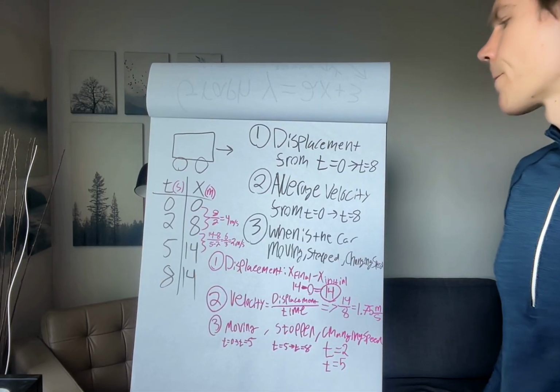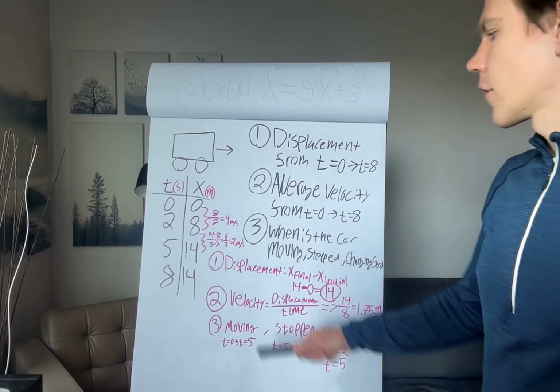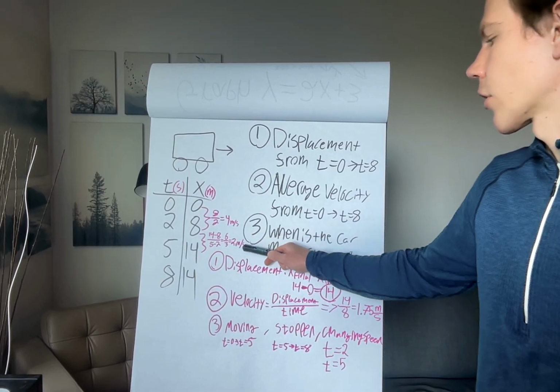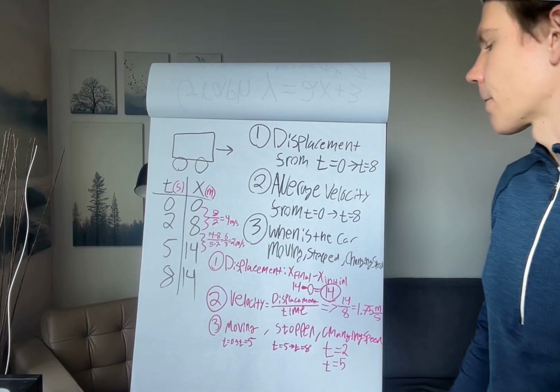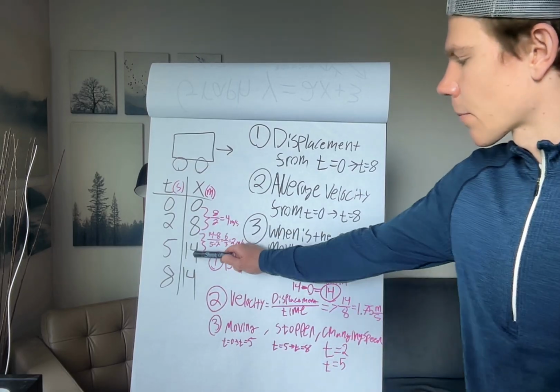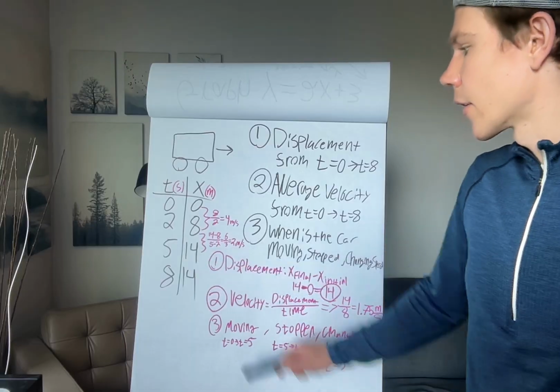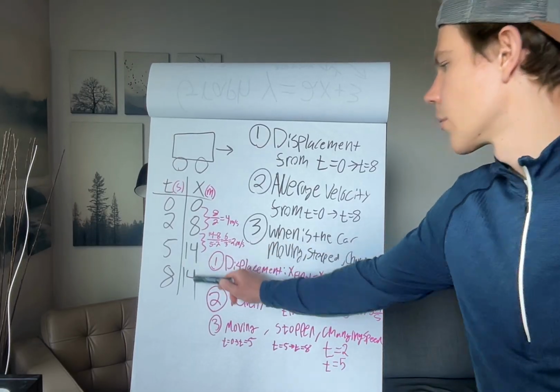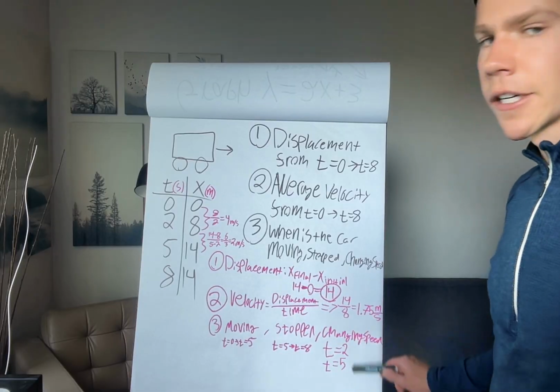But then also, we had a speed of 2 meters per second. The car was moving at 2 meters per second from time t equals 2 to t equals 5. But then remember, from t equals 5 to t equals 8, it stopped moving. So it went from 2 meters per second to 0 meters per second here, which means that also at t equals 5, the speed changed.